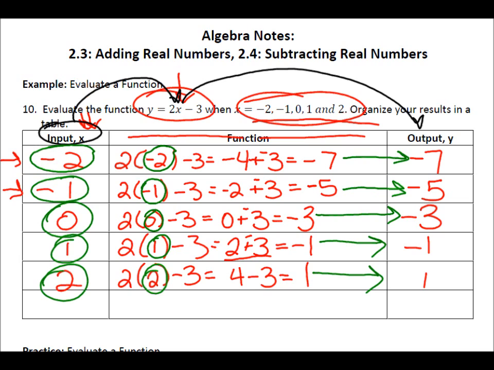Be careful here with the problems that you're going to do because they will have negatives involved. Make sure you're careful and use your rules for adding and subtracting real numbers. At this point, you're going to stop and you're going to complete section 2.3, 2.4, checkpoint 3.